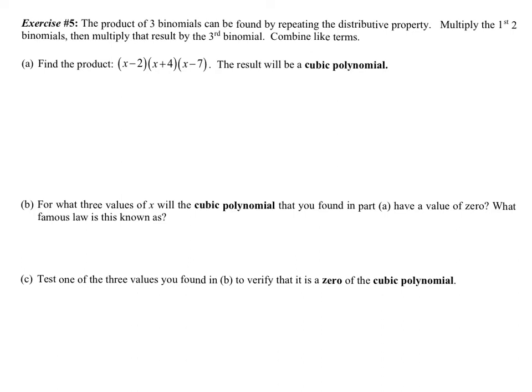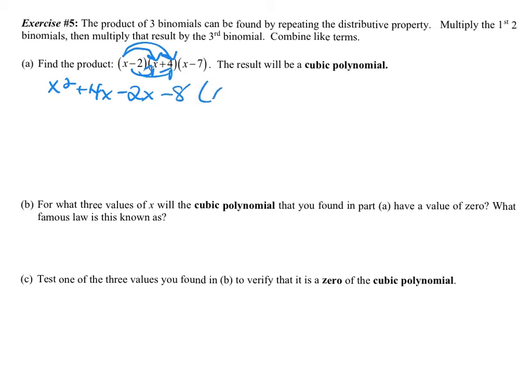Exercise 5 has us now multiplying 3 binomials together. So we're like triple distributing. It says multiply the first 2 binomials, then multiply that result by the third binomial. So they're saying multiply the first 2 together. So I am going to multiply the x times the x, which gives me x squared. X times 4 is 4x. Now I'm distributing the negative 2, so negative 2x minus 8.